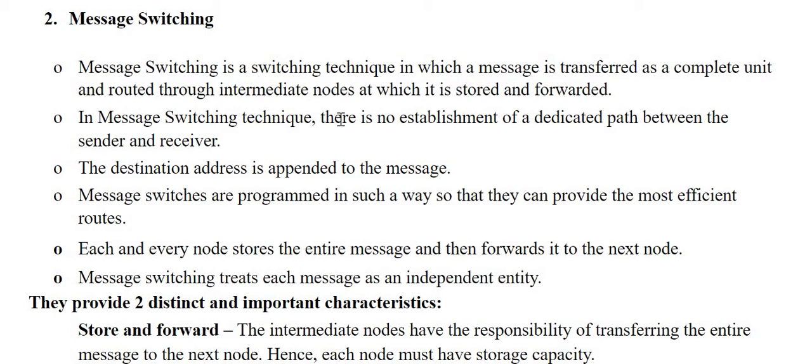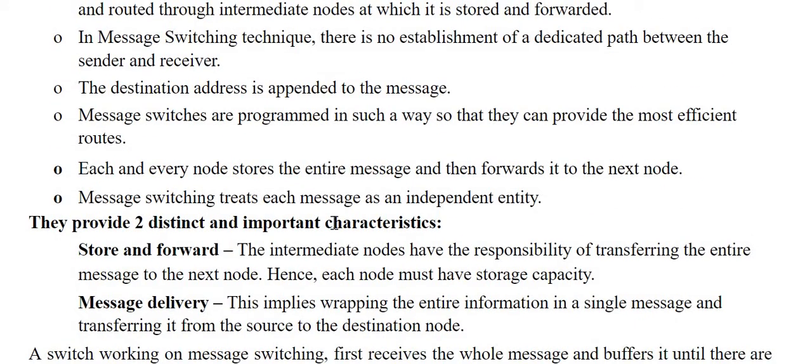Fine. So we have a message and in the message we append the destination address. Okay, so message switches are programmed in such a way that they can provide the most efficient routes. Okay, so they are passed from one switch to another switch. So the message with a particular destination address is passed to one node and again they will pass the whole complete message without breaking it to another node.